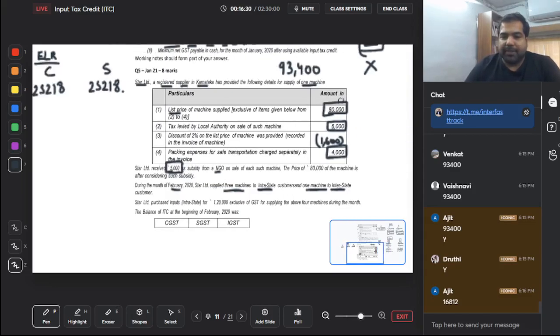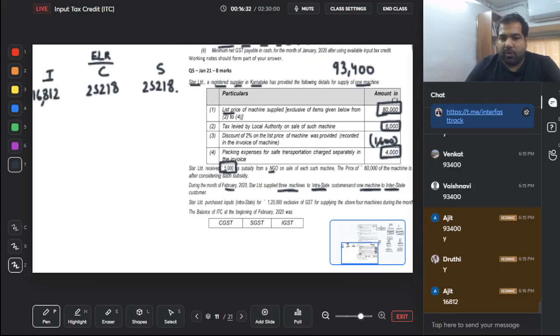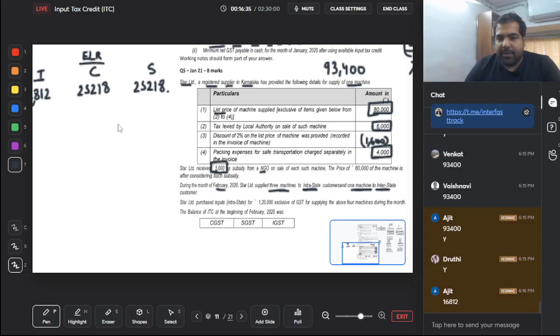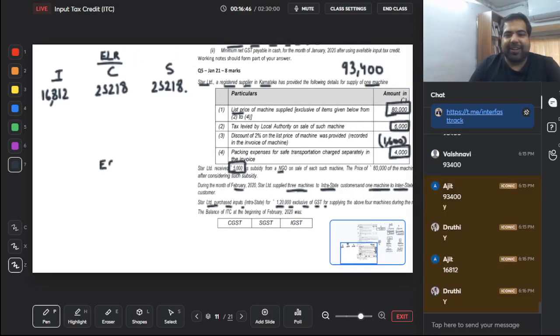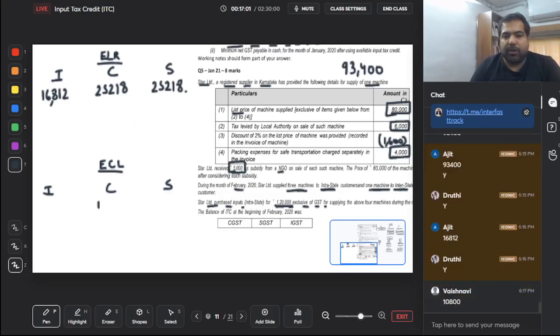Perfect, guys. These are the calculations till now. Next, you purchase certain inputs for 1,20,000 exclusive of GST for supplying the above 4 machines. Guys, will you get credit? Yes. So this is my electronic credit ledger, IGST, C and S. Purchase inputs intrastate for 1,20,000. This is intrastate, so 9% and 9%, that is 10,800 and 10,800.